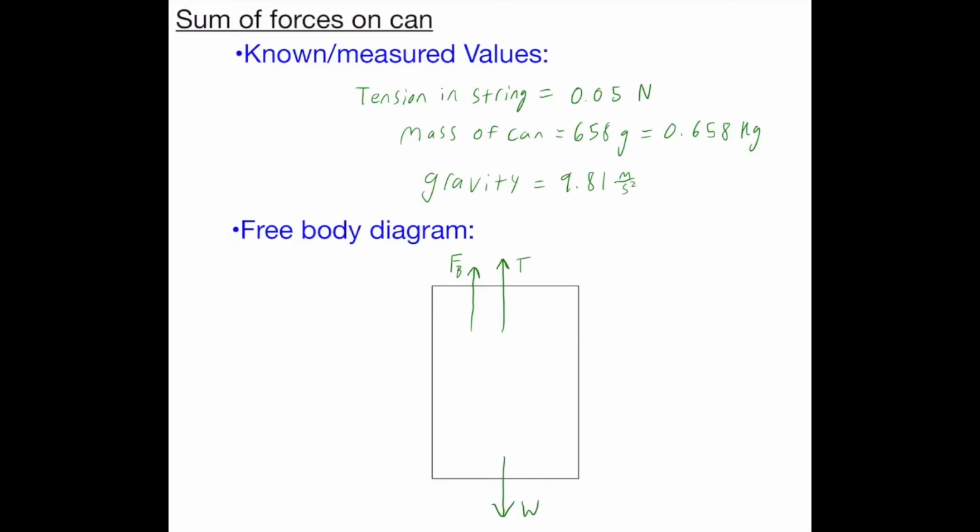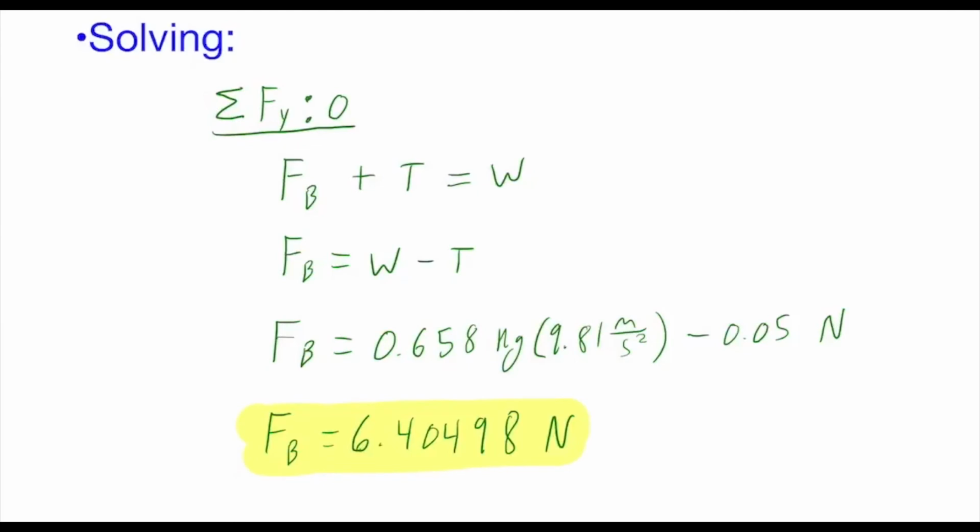We first start with a free body diagram. Since the object is submerged in the water, it has a force of buoyancy going in the positive y direction. It also has a tension force going in the positive y direction, since I have a string attached to the top pulling it up. And finally, it has a downward force, which is just the weight of the can. To solve the sum of the forces in the y direction, we have the buoyant force plus tension equal to the weight. We solve for the buoyant force, plug in the numbers, and we get the buoyant force equal to 6.40498 newtons.